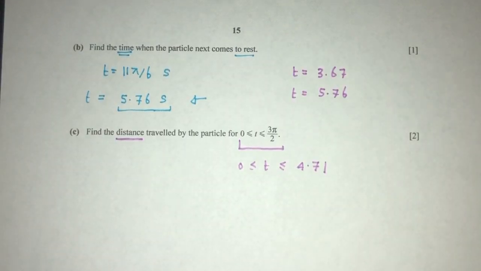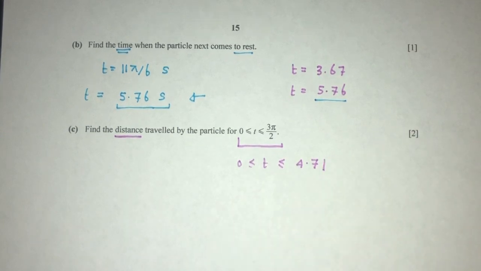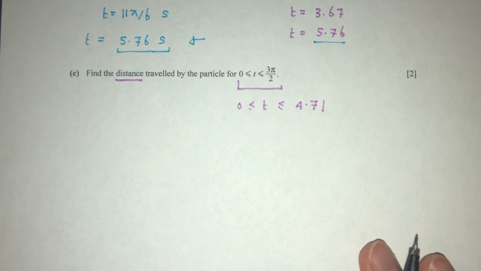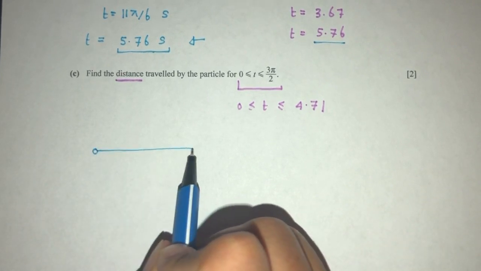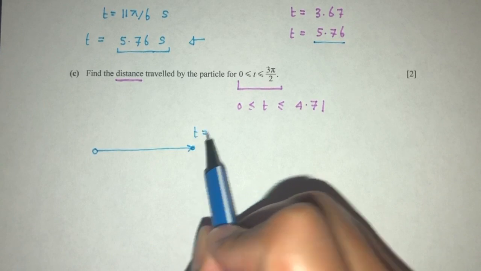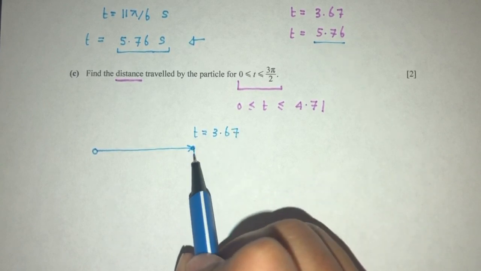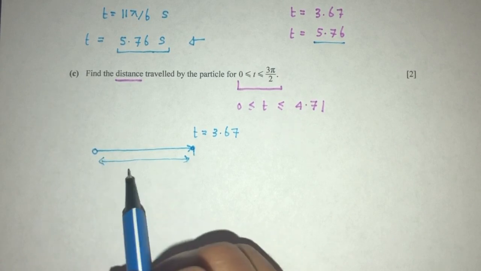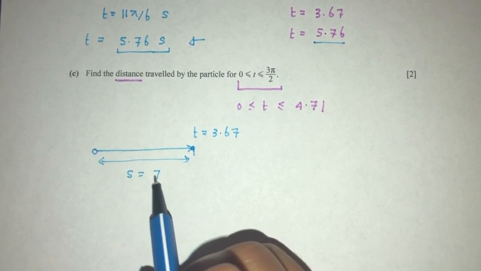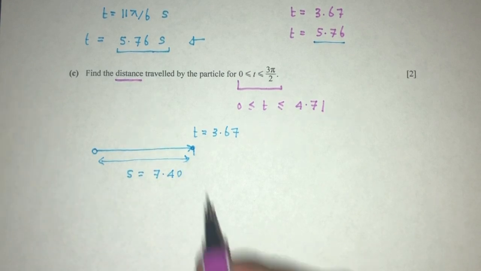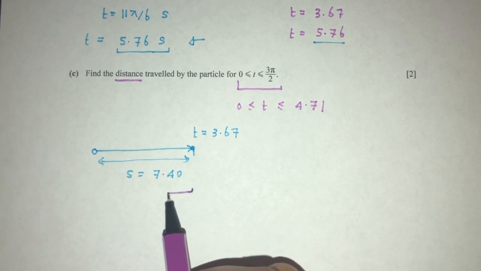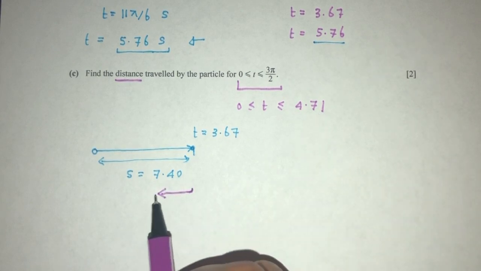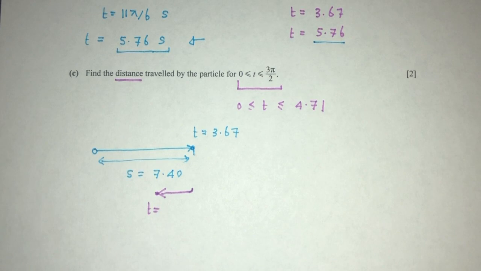So here the only difference is we're not trying to find out how much more it traveled at this moment. We just need to know how much it travels between these times. The first one is pretty easy. As you can see, from 0 till the time t is equal to 3.67, the distance traveled was, as found in part A, 7.40. Now we understand from this point on, it traveled back. Now we have to find the displacement when t is equal to 4.71.